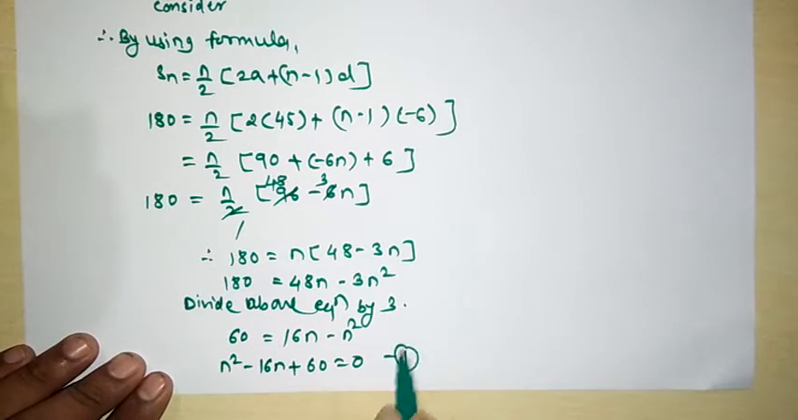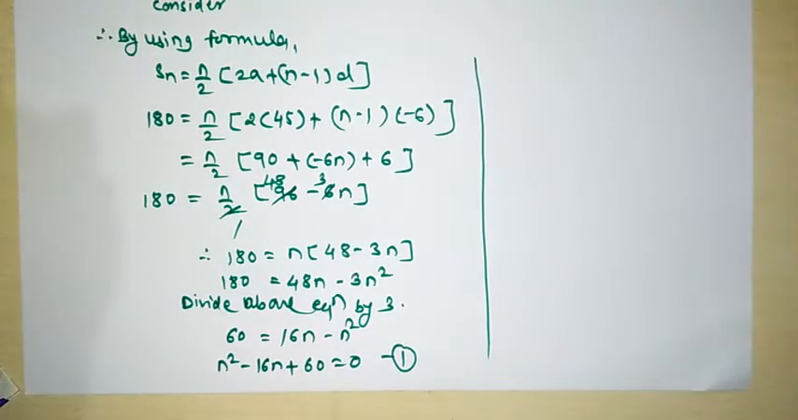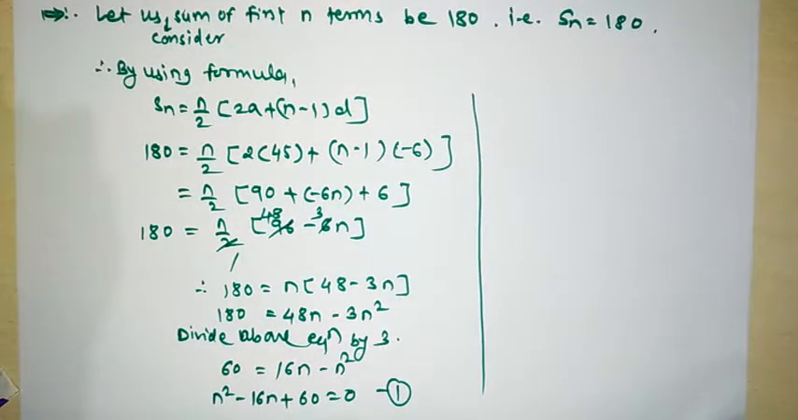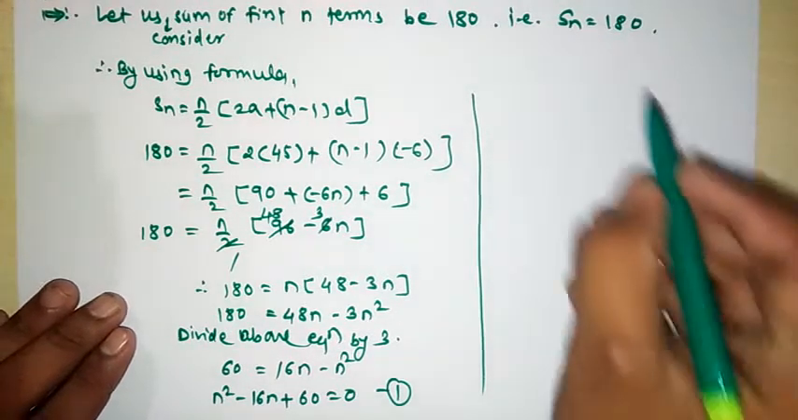Mark it as equation number 1. Now we have to solve the quadratic equation. Here we got this equation. Now here we got a quadratic equation. See here, this is the quadratic equation: n square minus 16n plus 60. Now we have to solve this quadratic equation by using the splitting the middle term method.